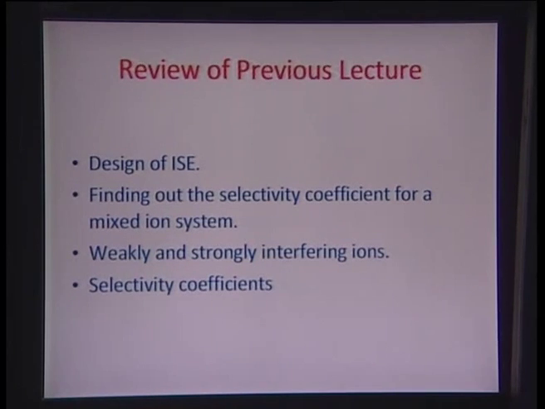We tried to also define the Nikolsky-Eisenman equations, where the selectivity of a particular ion of interest over the other interfering ions and their contributions to the measured EMF were studied in detail. For both the weakly and strongly interfering ions, we compared how this EMF variation would take place, and we tried to solve several numerical examples to look at the different practical aspects of the design of such electrodes.